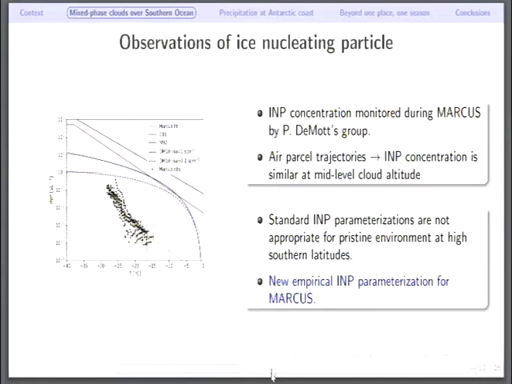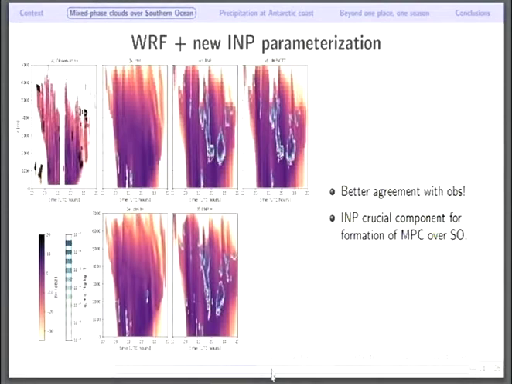And these measurements are presented here, and the important point is that the measurements are several orders of magnitude below the standard parameterizations that are used. So when you use a model with a standard parameterization, you assume you have this concentration of INPs. For this study, we use this empirical fit, this orange line, as a parameterization for these INPs in the model. And when we do so, suddenly the picture is changing drastically.